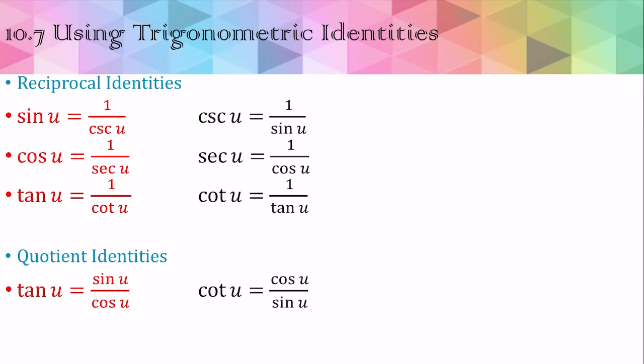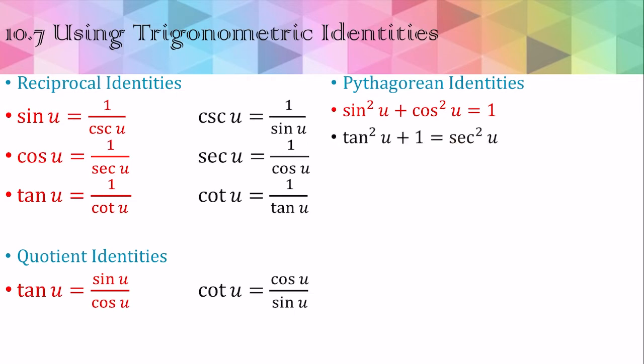Quotient identities. Tangent is sine divided by cosine. And since cotangent is the reciprocal, cotangent should be cosine over sine. And then we have Pythagorean identities. Sine squared plus cosine squared equals 1. If I divide both sides by cosine squared, it would become that. Or if I went back to the sine squared plus cosine squared equals 1 and divided both sides by sine squared, you get that one. Again, the red ones you should memorize.